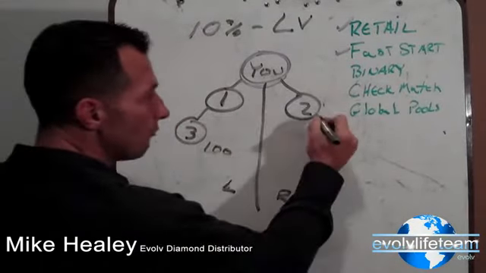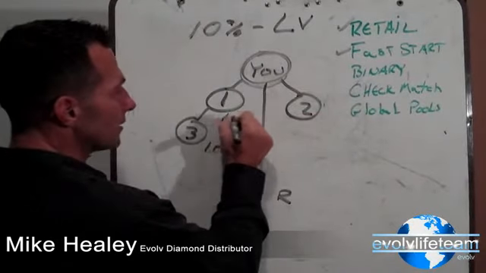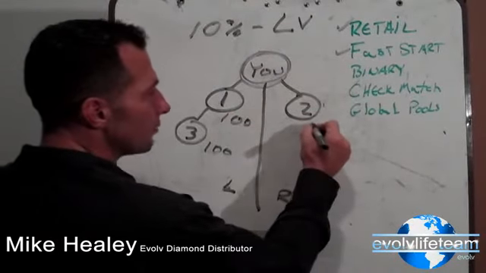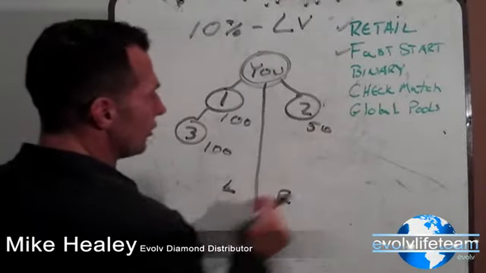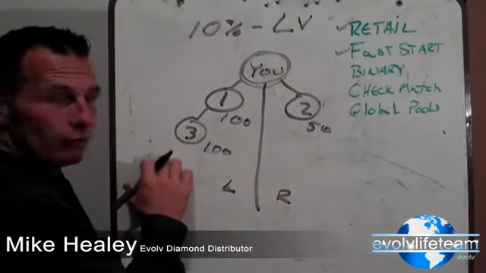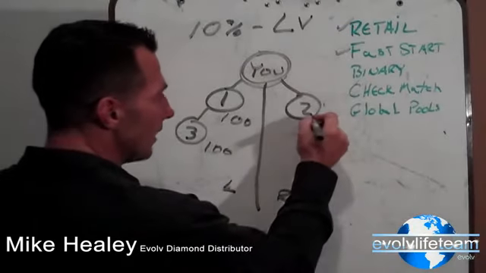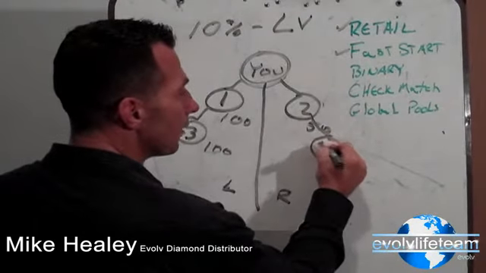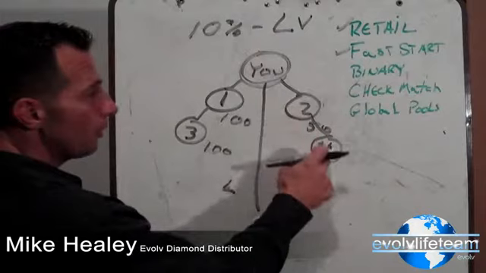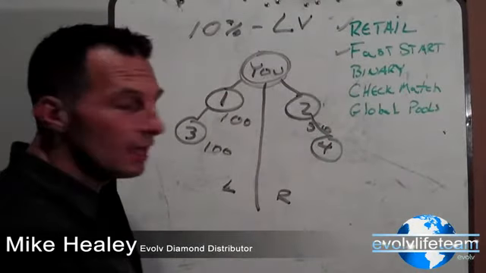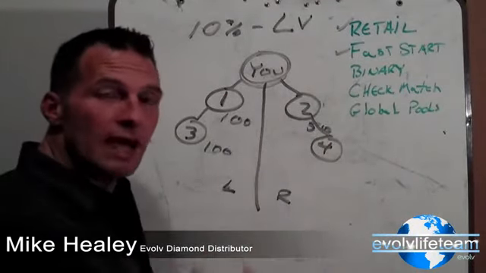And if you sponsored a fourth one, you're looking over here, let's say this guy has 100 and this person has 50 in volume. Well, you wouldn't put your next person over here. You would look based on the volumes you have, and you'd say, hey, I'm going to put my fourth rep over here. These are all personally sponsored people, but you have the ability to place them.